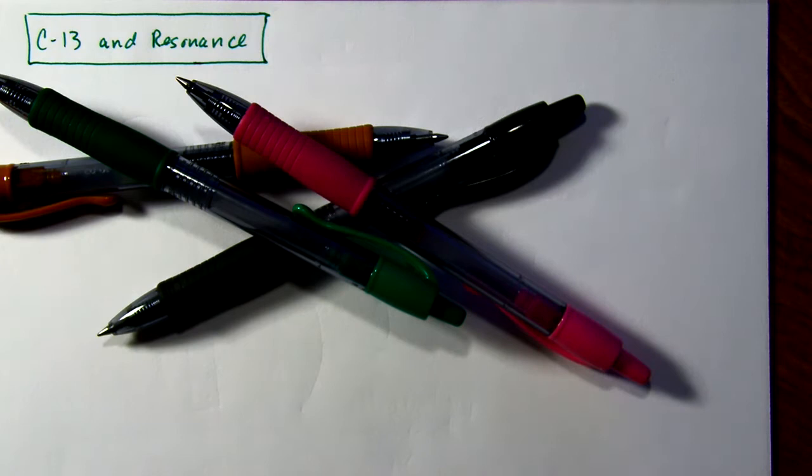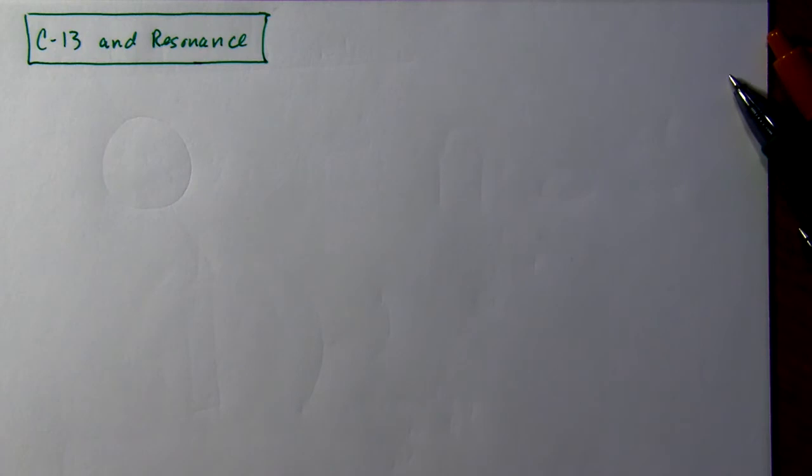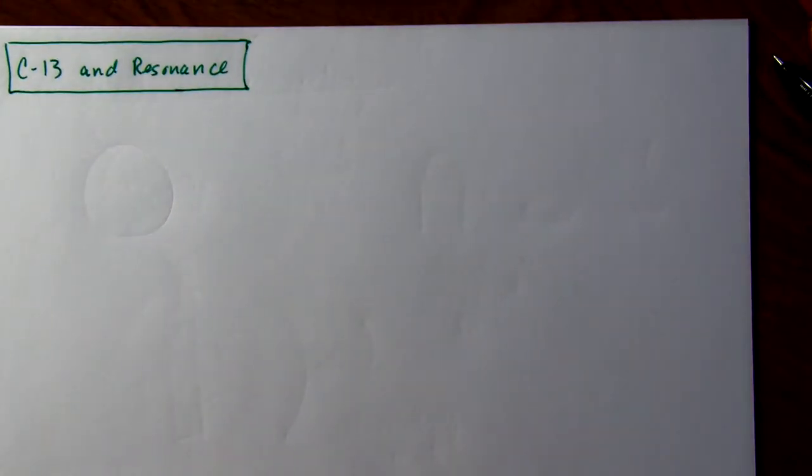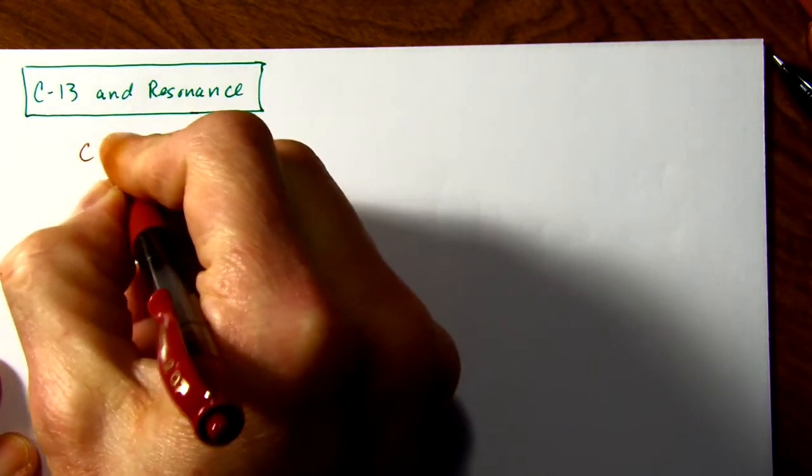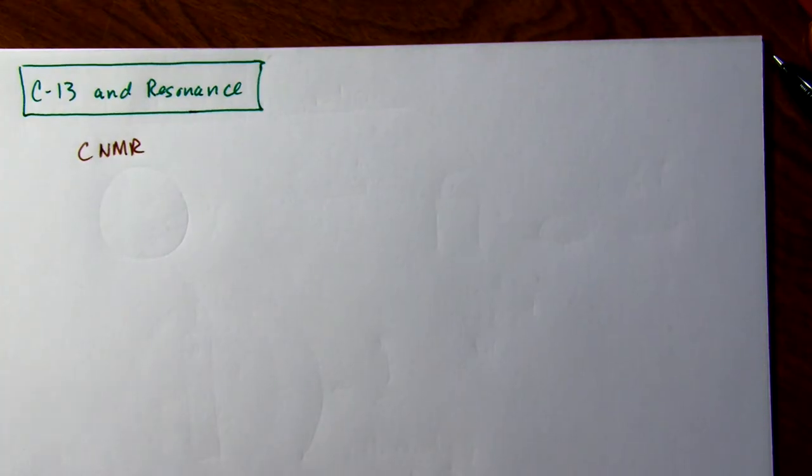We're going to talk about carbon-13 and resonance and how that relates to organic chemistry. And trust me, that is something that is going to be very valuable to you. It's often called carbon NMR or CNMR or carbon-13. There's a variety of names for this topic.